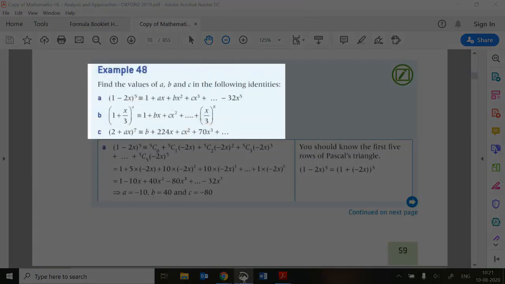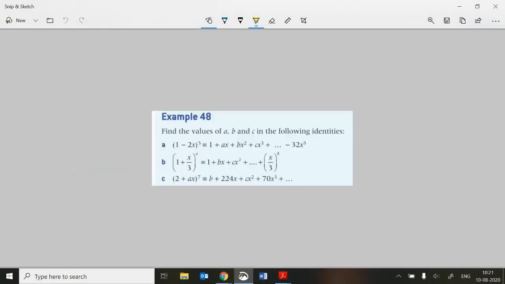This is example 48. And you're chucked straight in the deep end here, because they don't just simply say expand this. They say find the values of A, B, and C. So yeah, they're taking no prisoners here. You're going to really have to show your worth straight away. So the expansion of this one, I think I might just try and expand this one anyway. So let's have a little look.